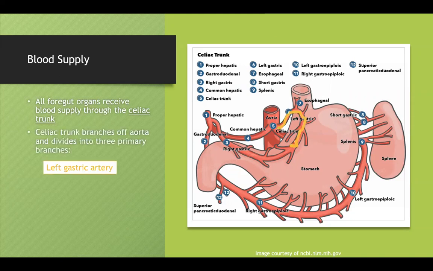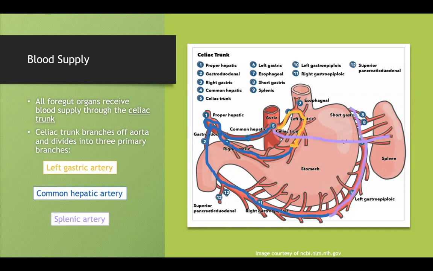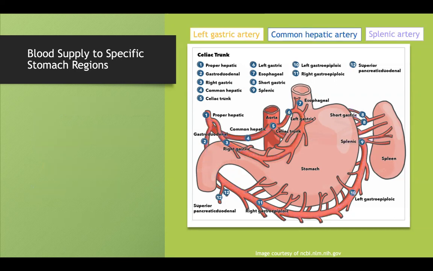We have our left gastric artery, which I've highlighted in orange. We have our common hepatic artery, which I've highlighted, including some of its branches. We also have the splenic artery, highlighted in purple. And as you can see, the combination of these three vessels are able to adequately supply many regions of the stomach. Now I want to take a step back and ascertain exactly which blood vessels are contributing to each region of the stomach.